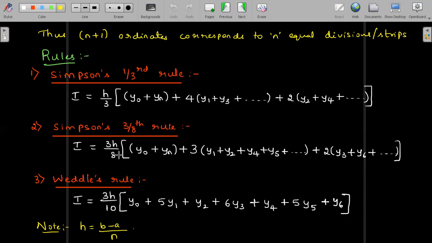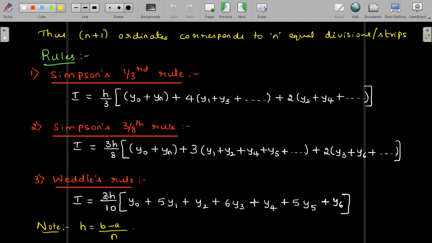We observe there is the coefficient 3/8 of h, where h is the step length given by b minus a divided by n. B is the upper limit of the definite integral, a is the lower limit, and n is the number of divisions.